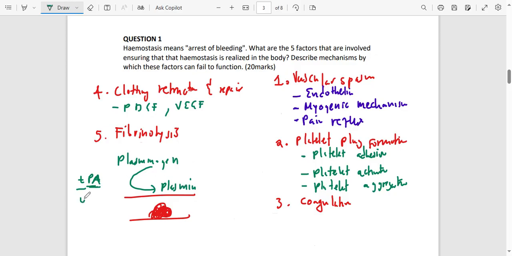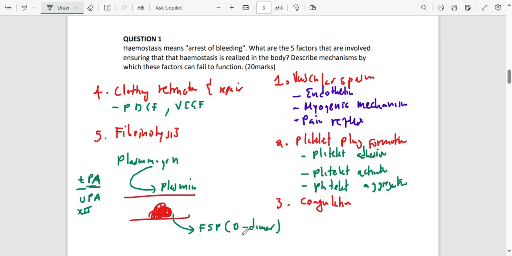We also have a urokinase-like plasminogen activator, uPA. It can as well convert plasminogen to plasmin, including also factor 12. Then the plasmin will be able to break down the fibrin. But when you are breaking down the fibrin, there's one important thing that is produced: the fibrin split products, abbreviated as FSP. The common one that is produced is known as the D-dimer.